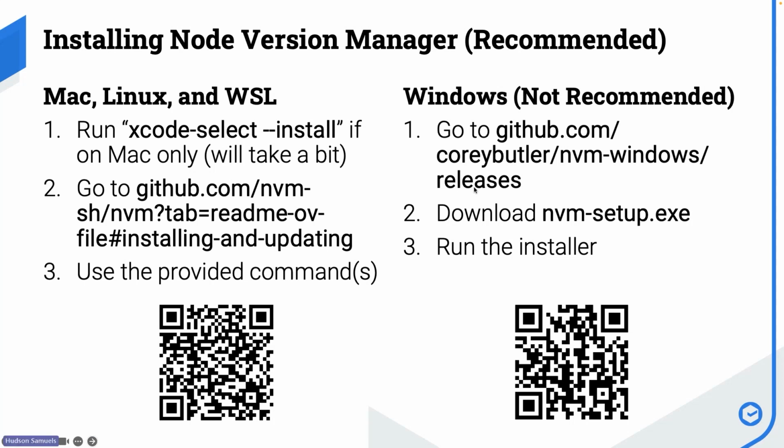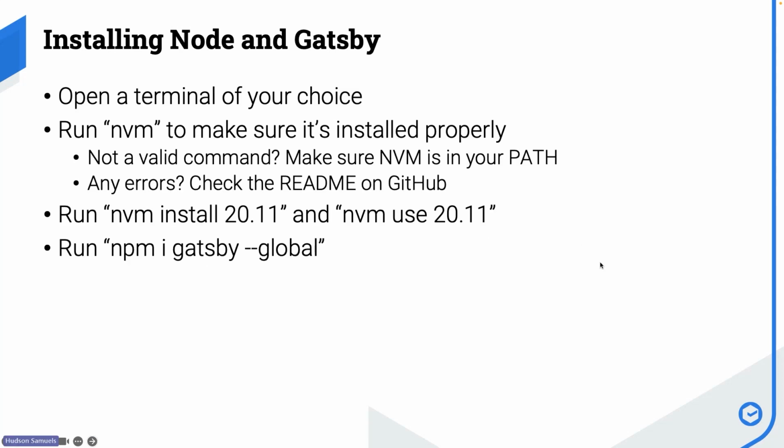So now that you have NVM installed, we're going to go ahead and install Node and Gatsby. Now that you have the version manager, you still need to install Node itself, right? If you're using WSL or some other terminal, go ahead and close and reopen it. What you just ran set some path variables, so you'll be able to run NVM without having to type out the whole file path. Once you've restarted it, this command should work.